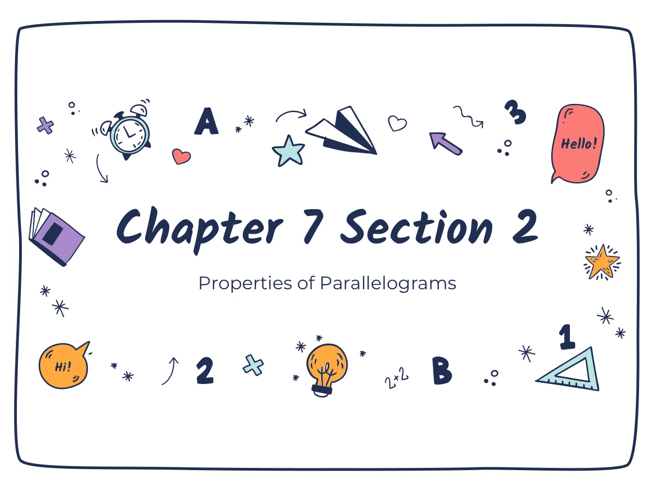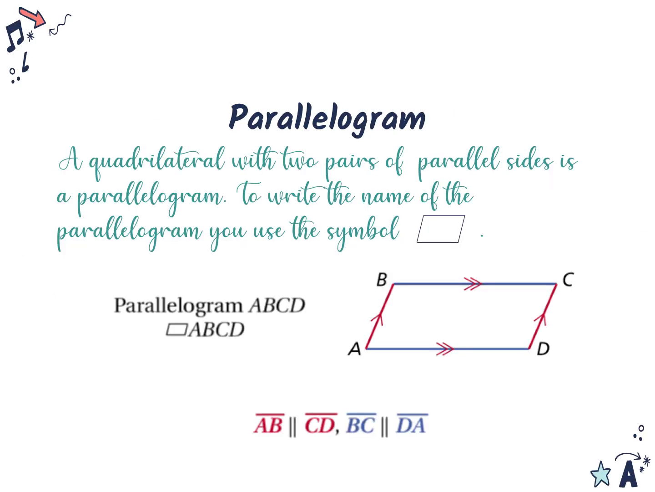All right, we're doing 7-2, parallelograms. Looking at that word, what does the word parallelogram have in it? Parallel. So I know I'm going to have something that's parallel. All right, parallelograms: a quadrilateral with two pairs. You have to understand what that means. Two pairs of parallel sides.